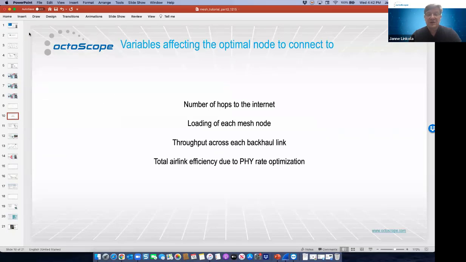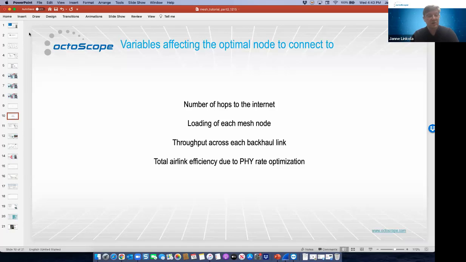Basically, we see that the impact to the user experience from this increasing number of hops is actually quite dramatic. A rule of thumb is that the throughput goes down by half as you add a hop, and the round-trip latency about doubles. Now, this is not the only factor that affects what kind of user experience you might expect from a mesh.